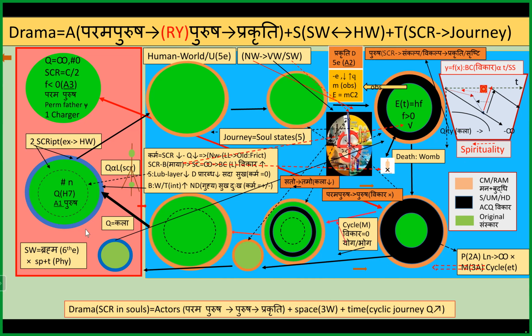So this is the total drama of the script in the soul. What are the actors? We have seen the Param Purush, then Purush and Prakriti. We say that Param Purush, through Rajyog, controls the Vikar of the Purush. And the Vikar of the Purush actually controls the Prakriti, and this is as per the script. So these are the three actors.